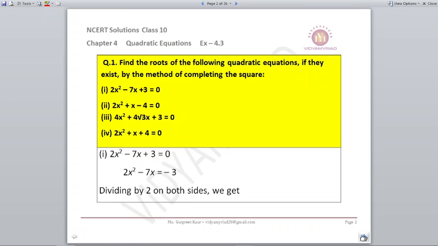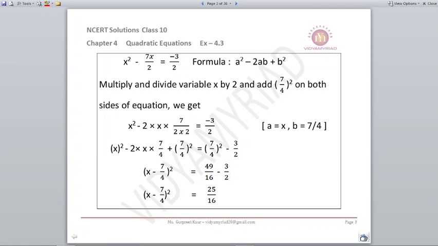So for further clarifications, first thing is we will try to make x square as a single element. We will divide it by 2. It has 2 with it. So what we are going to do is we will divide by 2. Why? Because we need 2ab. The formula is a square minus 2ab plus b square. Now we need 2ab, we need 2 over here. So what we are going to do is first we will divide both the elements by 2. If we do that, we will get x square minus 7x upon 2 is equal to minus 3 upon 2.